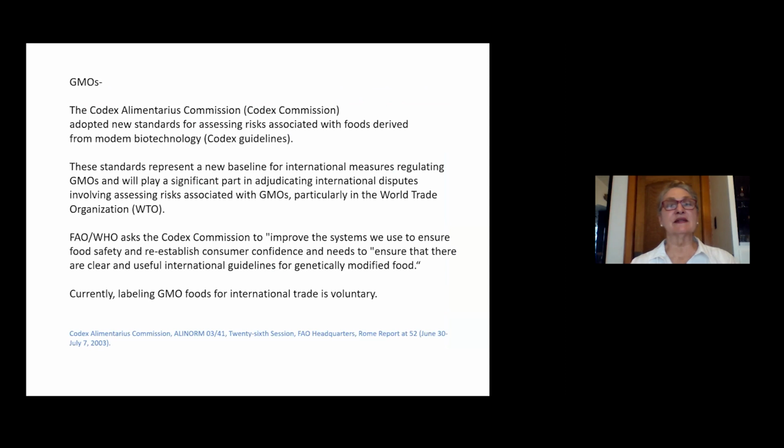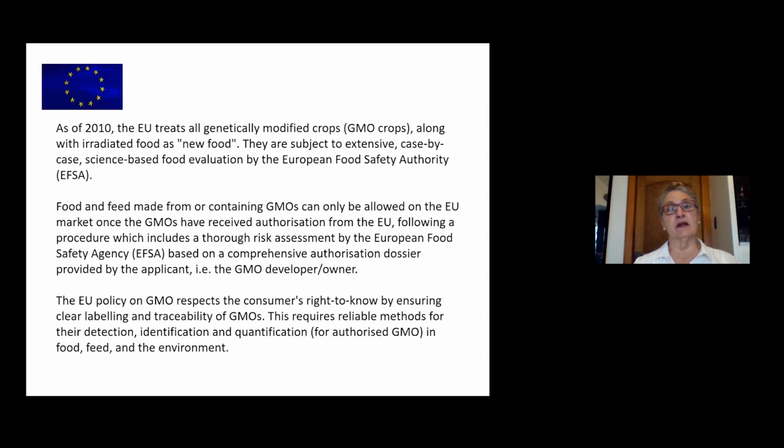So when we come to some of this, GMOs are something we're going to talk about here, but these are something that Codex Alimentarius has adopted new standards for. And these standards represent a new baseline for international measures regulating GMOs. So Codex has decided that this is something they have to look into. Currently, labeling of GMOs for international trade is voluntary.